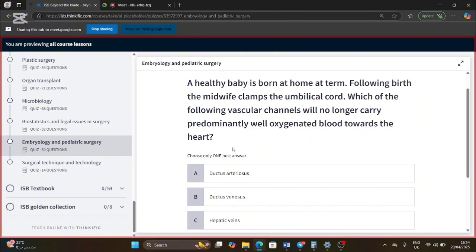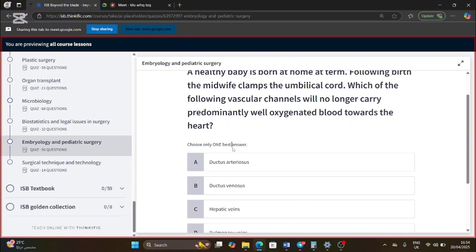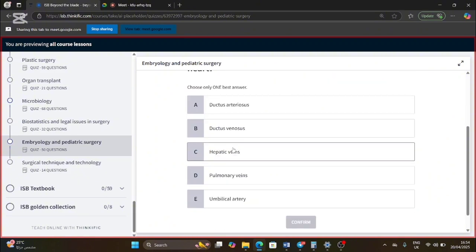Hello everyone. A healthy baby is born at home. Following birth, the midwife clamps the umbilical cord. Which of the following vascular units will no longer carry predominantly well oxygenated blood towards the heart? Should be umbilical vein. I will go with ductus venosus.